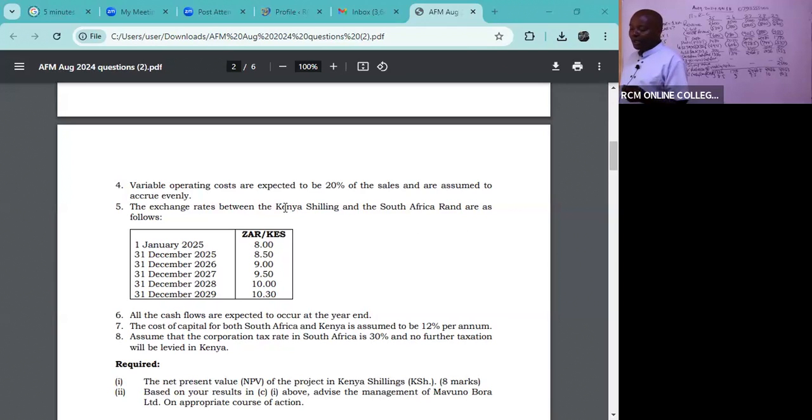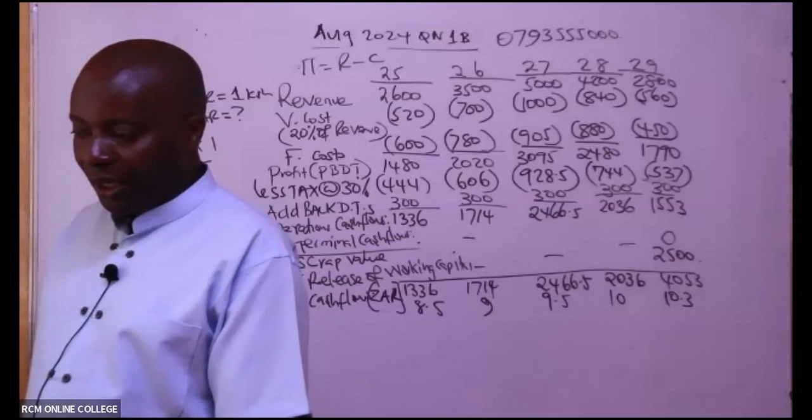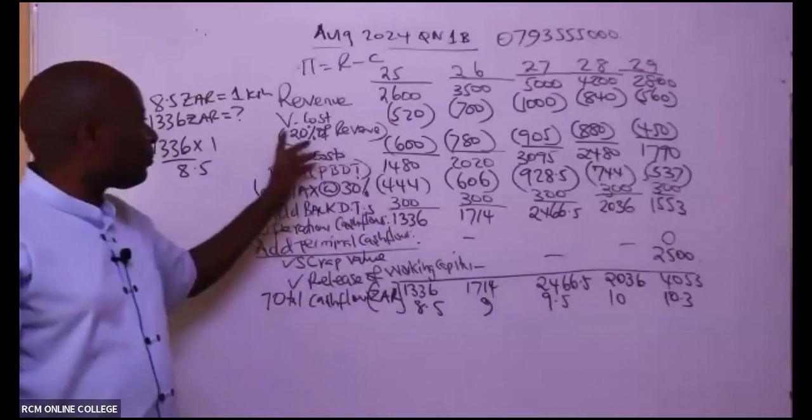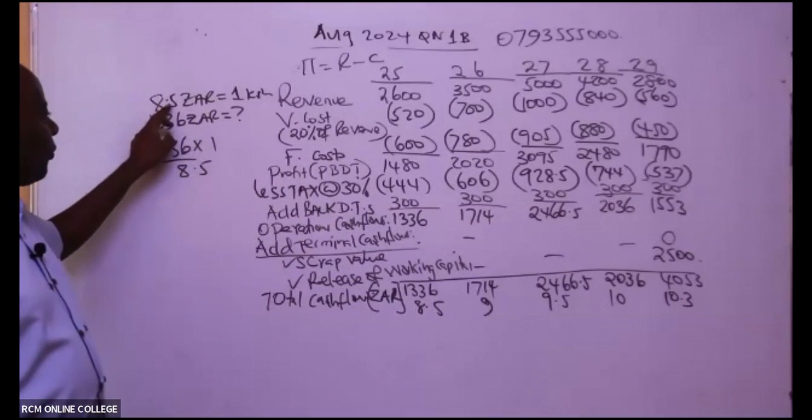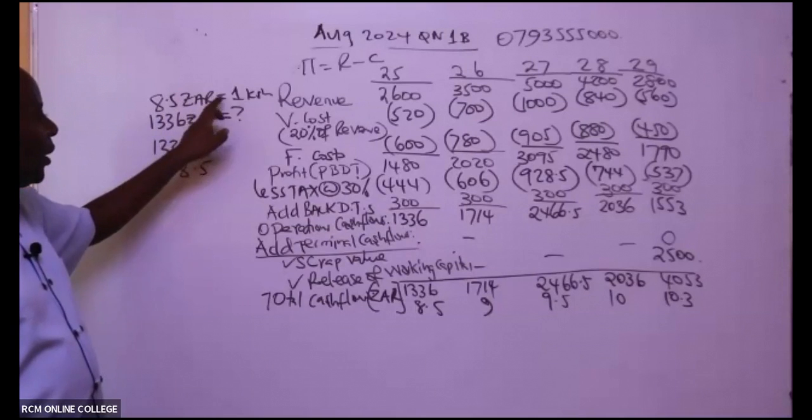But you see, we don't answer things the way they are in our heads. We shall answer these the way the examiner has written them. When they're written here, it is South African rands per Kenya shilling. So it means 8.5 South African rands equals 1 Kenya shilling.